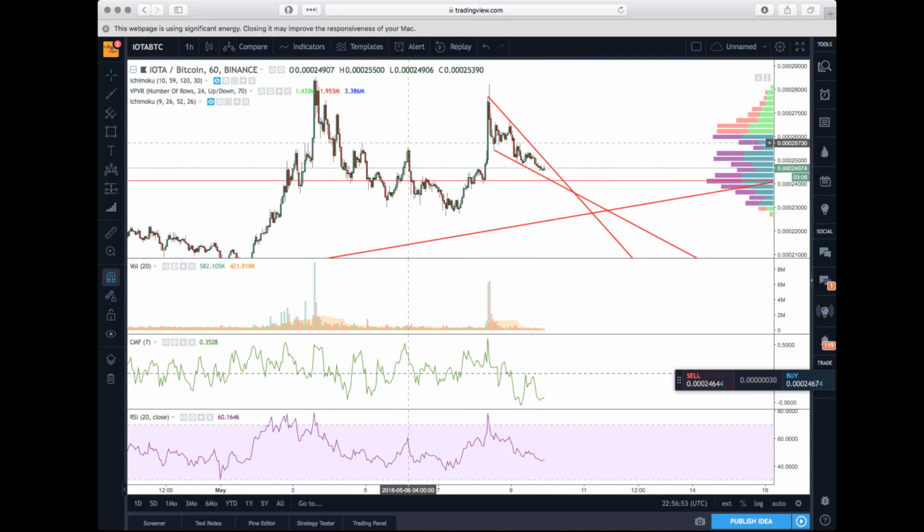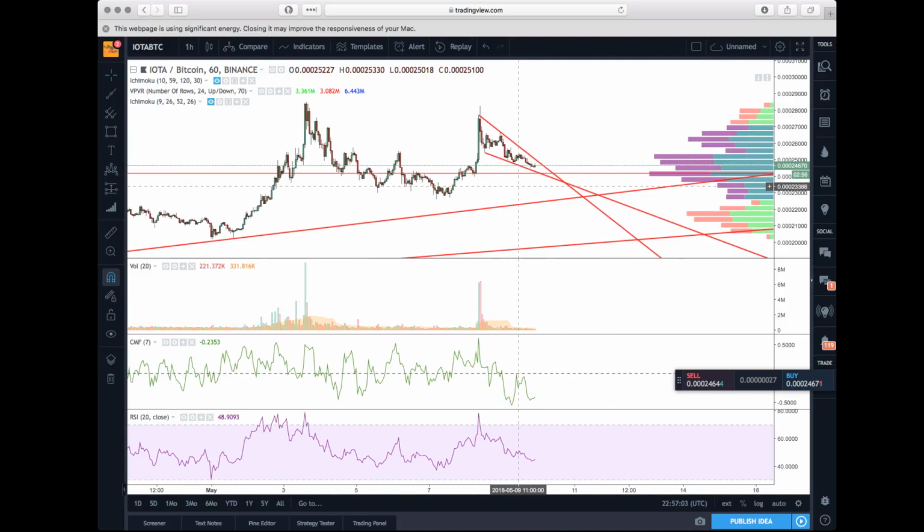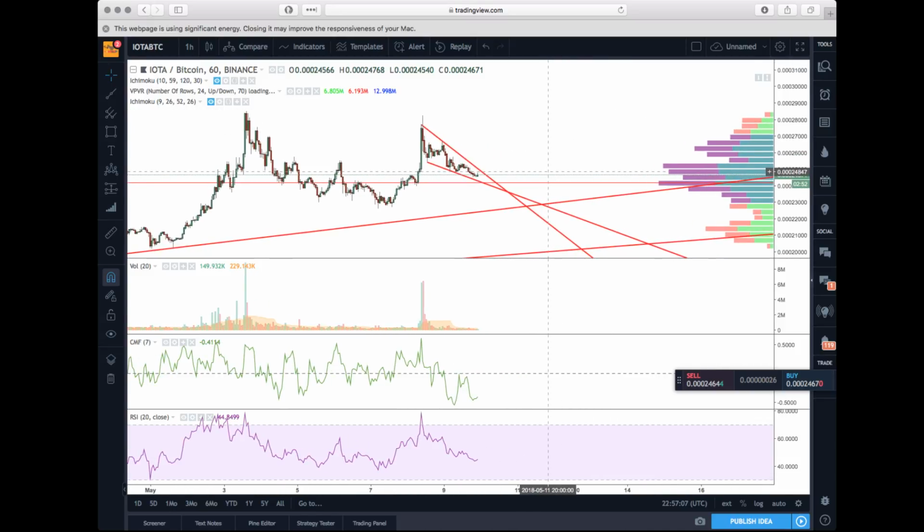You will probably see people trying to call this a cup and handle. I would not look for that pattern on a 1 hour chart. It's more likely than not fake. Even if it looks close, and even if the price action plays out, it's not a real cup and handle. It doesn't follow the rules of a cup and handle.